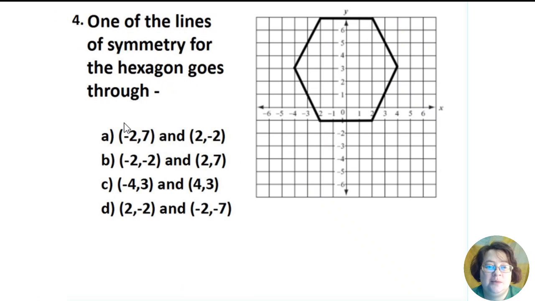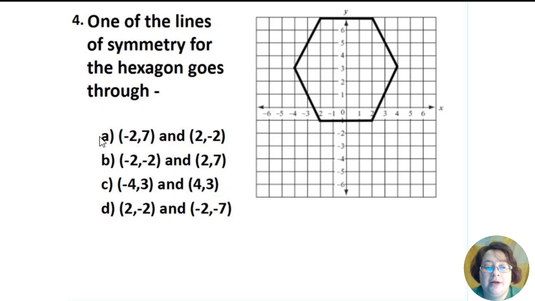And our last example today, one of the lines of symmetry for the hexagon goes through, and we have a list of points. For these, I would strongly suggest to go ahead and try them out. So it looks like here we'll have several lines of symmetry. We could cut in half this way, or this way, and perhaps that way. So it looks like it could have more than one. This is where we're going to try each one.